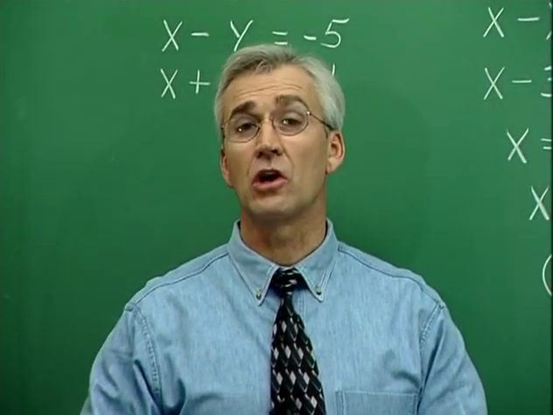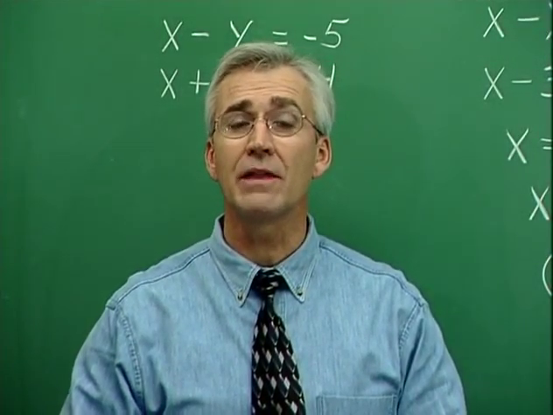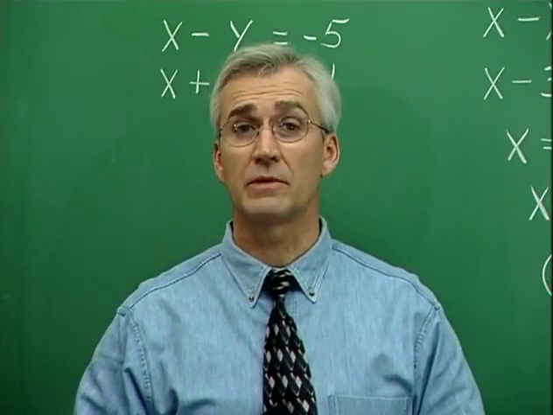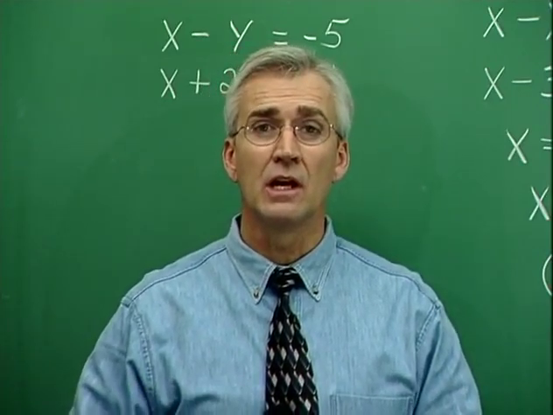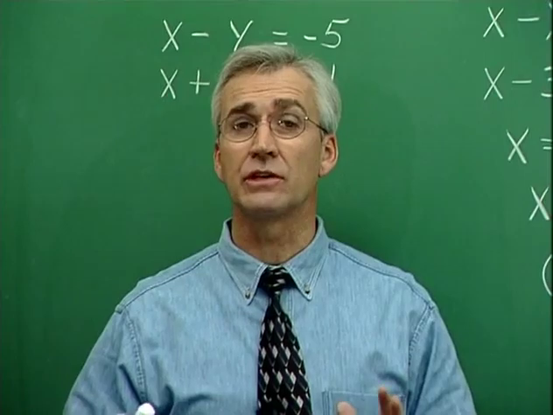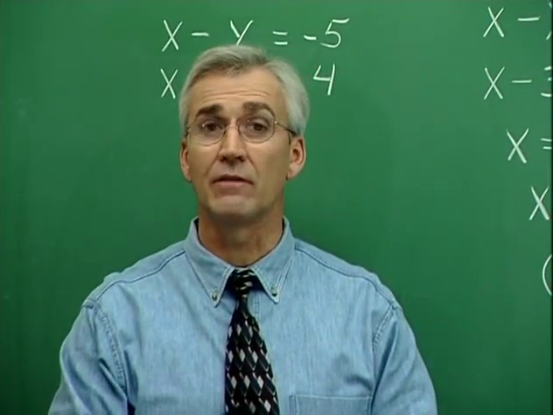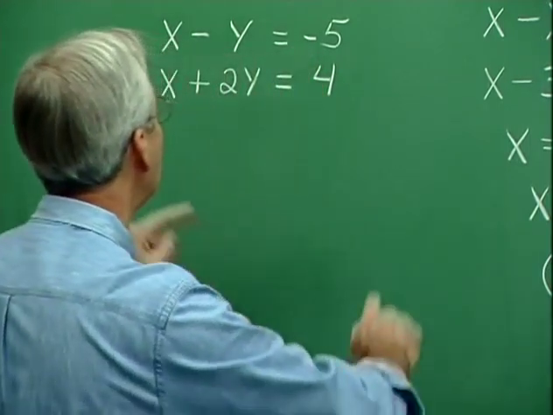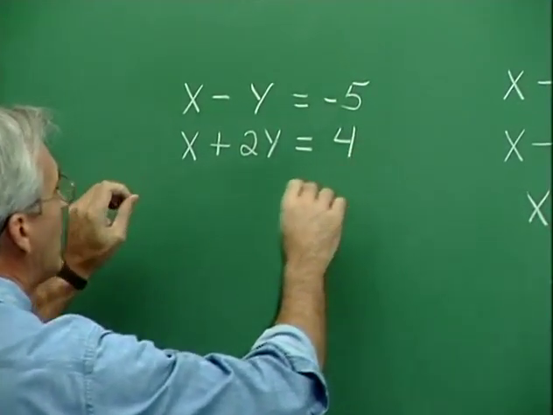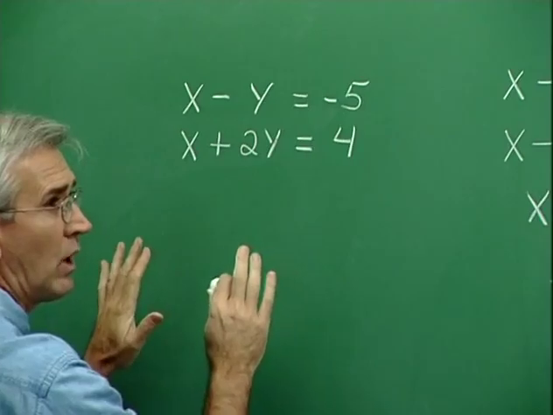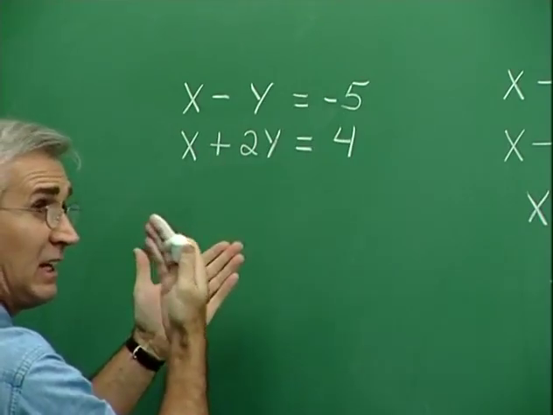Another method used to solve systems of equations is the method of elimination. It's also sometimes called the method of addition because we're going to add the two equations, it turns out, in order to eliminate one of the variables from the system of equations. Here's how it works. We look at our two equations and we are trying to create a situation where we can add the equations and eliminate a variable.